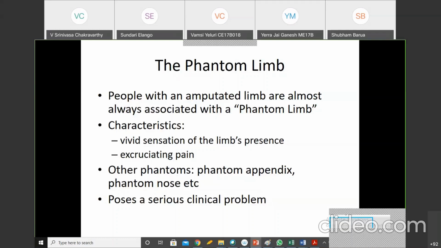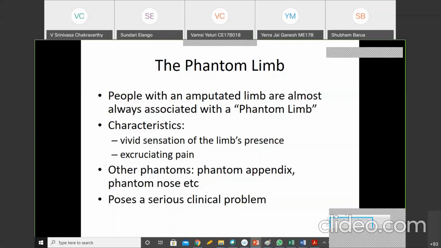They have the sense that they still have a limb that is present, although physically that limb is gone. That sensation of the existence of a limb is still present, and in addition to the limb's presence, they sometimes also have excruciating pain. Therefore, it becomes a clinical problem. If it is just a feeling of presence of the limb, then you can just take it as an oddity. It's not harmful. But when there is pain, it becomes a clinical challenge. You have to do something about it. You have to treat it.